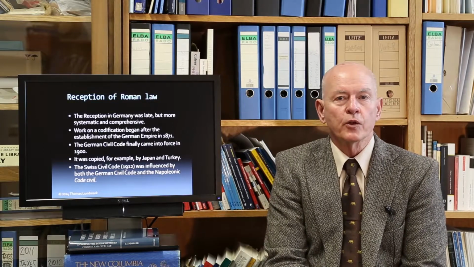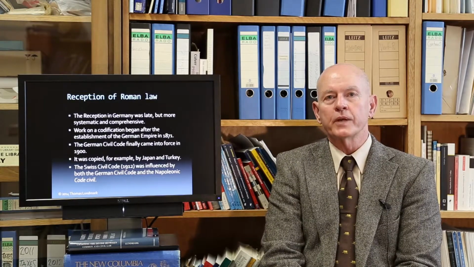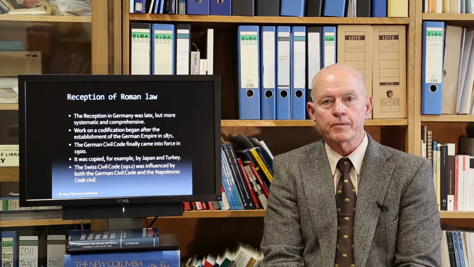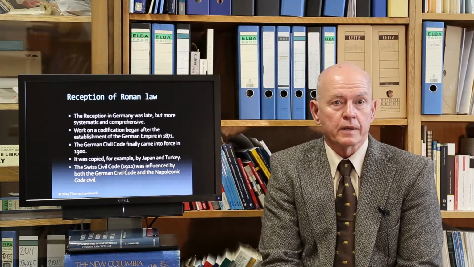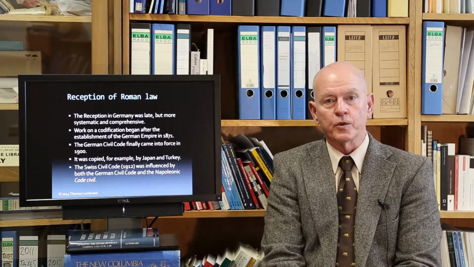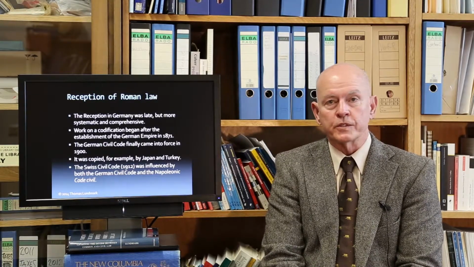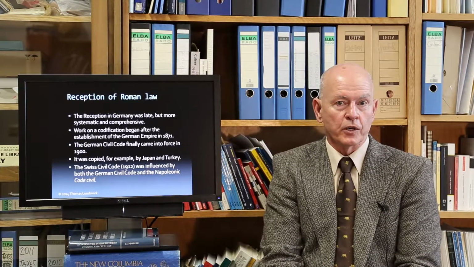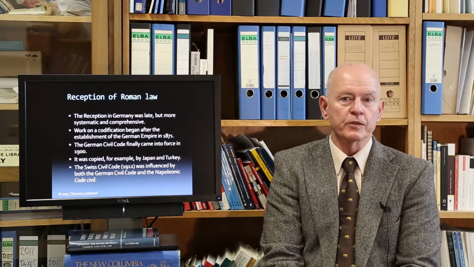The reception of Roman law in Germany was later, but more systematic and comprehensive. Work on codification began after the establishment of the German Empire in 1871. And the German Civil Code finally came into force in the year 1900. It in turn has been copied, for example, by Japan and Turkey. The Swiss Civil Code from 1912 was influenced by both the German Civil Code and the Napoleonic Code Civil.